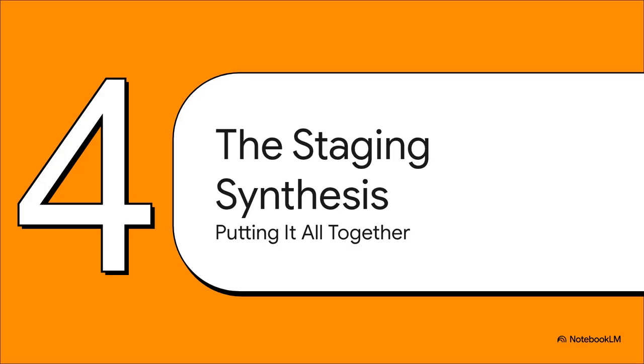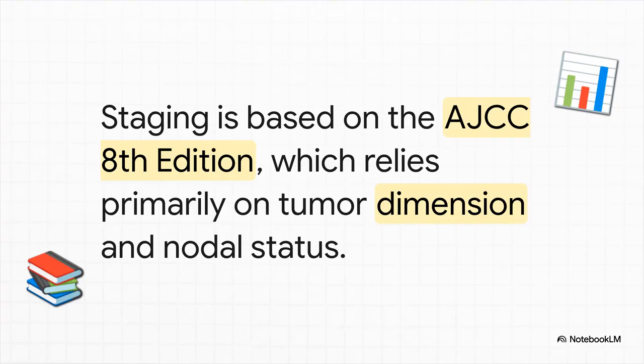Okay, we've gathered all our puzzle pieces: the tumor data, the margin status, the node status. Now it's time for the grand synthesis, putting it all together to figure out the final pathologic stage. For staging, we're using the AJCC 8th edition, and really, it all boils down to 2 main things: the size of the primary tumor and what's going on with the lymph nodes.